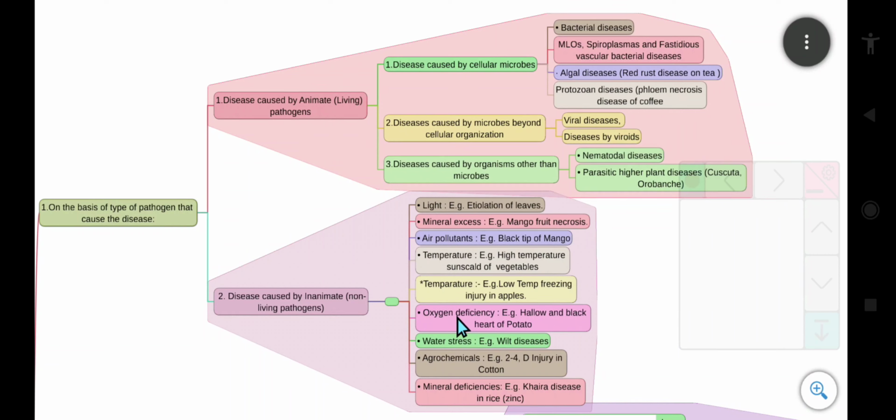And oxygen deficiency, its example is yellow and black heart of potato. And water stress, its example is wilt diseases. And some agrochemicals, example is 2,4-D injury in cotton. And mineral deficiencies, its example is khaira disease in rice because of the deficiency of zinc.